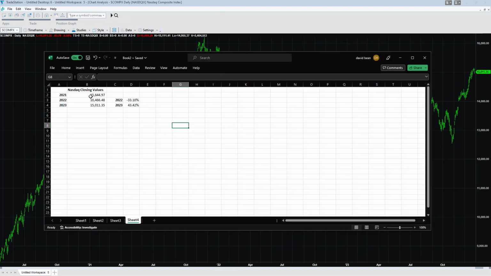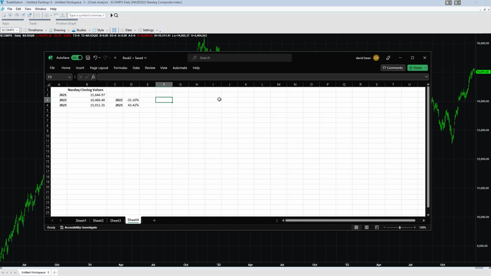In this spreadsheet, you see the Nasdaq closing values of 2021, 2022, 2023, and you see the return in 2022. You simply take the closing value of 2022 divided by 2021, and you can subtract that from 1, and you'll see you get minus 33.1% rounded, and in 2023 you get 43.42. And how do you calculate the total return?